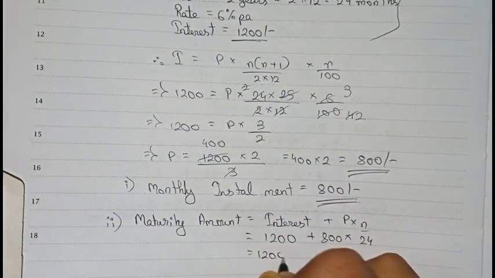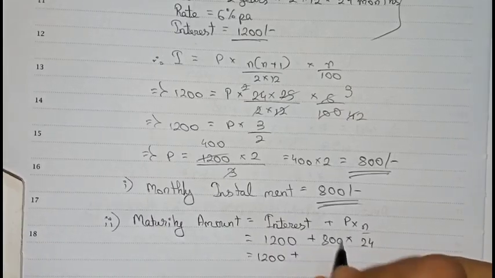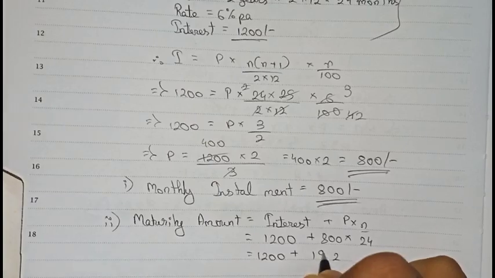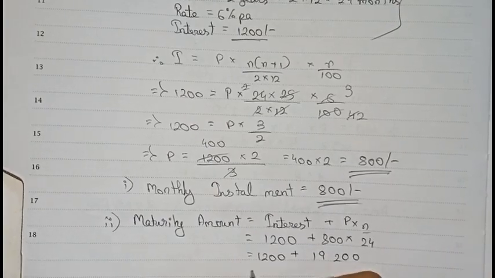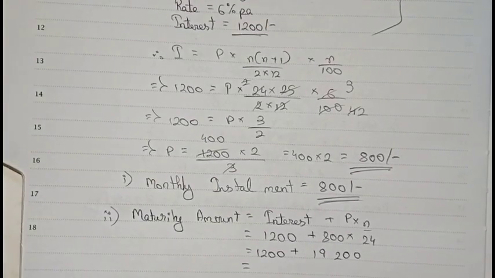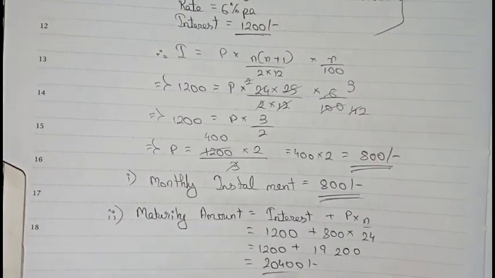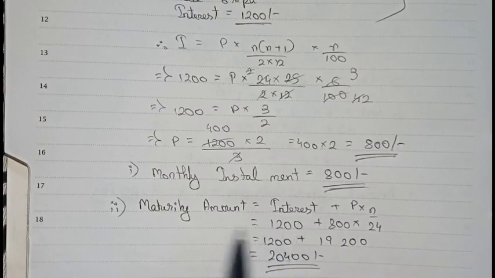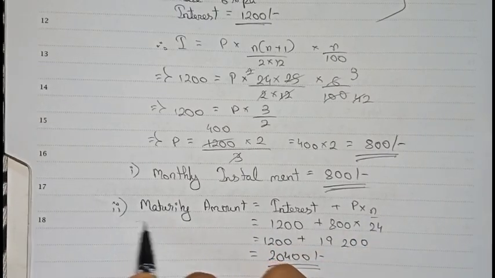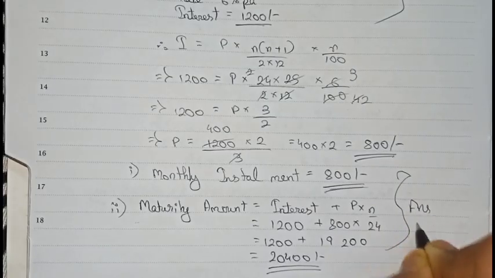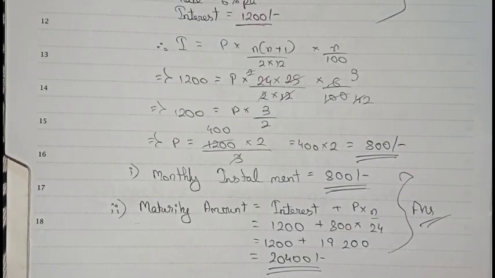So 8 4s are 32, 3 carries, 8 2s are 16, 17, 19. So 19200. So 19200 plus 1200, it becomes 20,400. So this is the maturity value. So our monthly installment is rupees 800 and our maturity value is 20,400. So these are the final answers for this question. So let's move on to our next question.